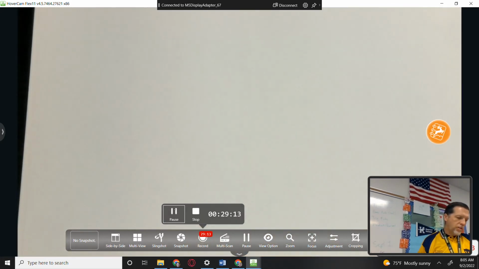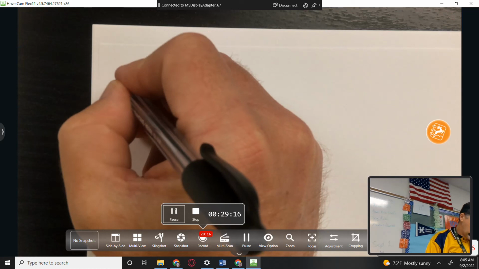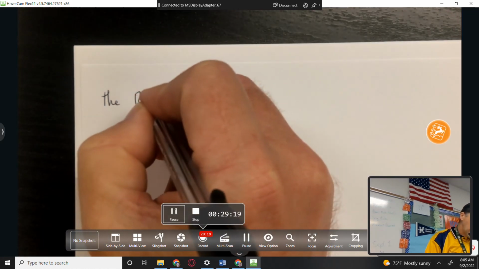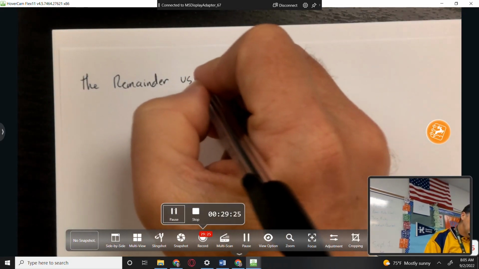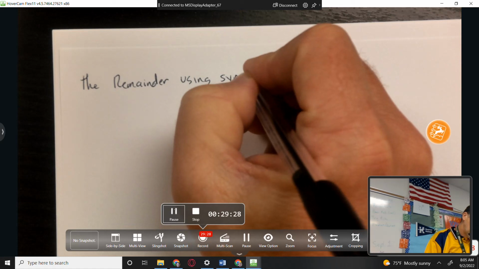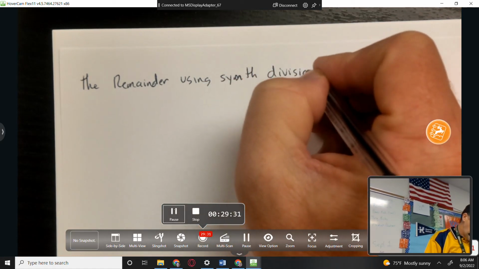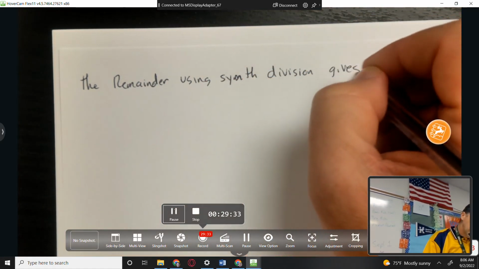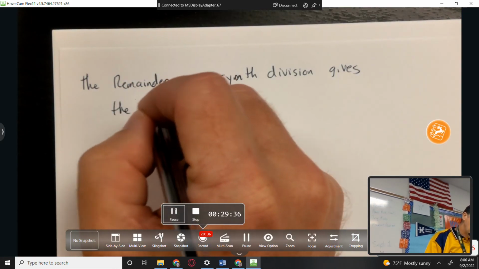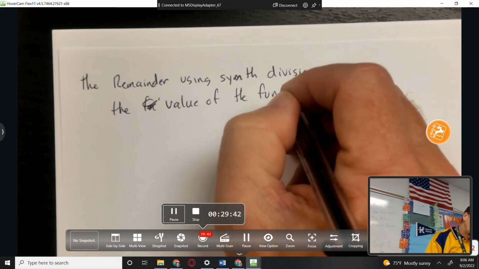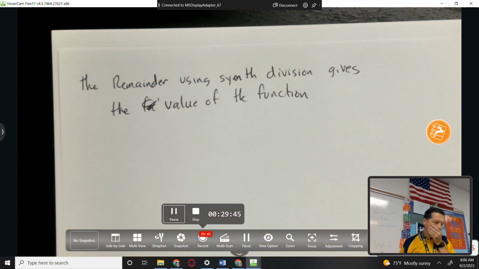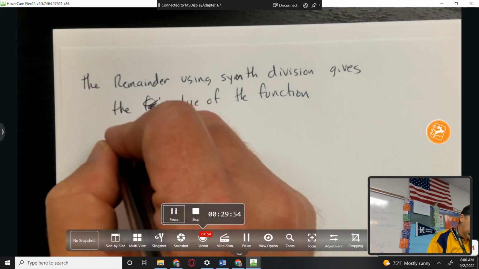Alright, racing against the bell. One more problem. This is kind of crazy, this last idea. The remainder, using synthetic division, gives the value of the function. That's maybe weird. Let's just work a problem. It's a lot easier than it sounds.